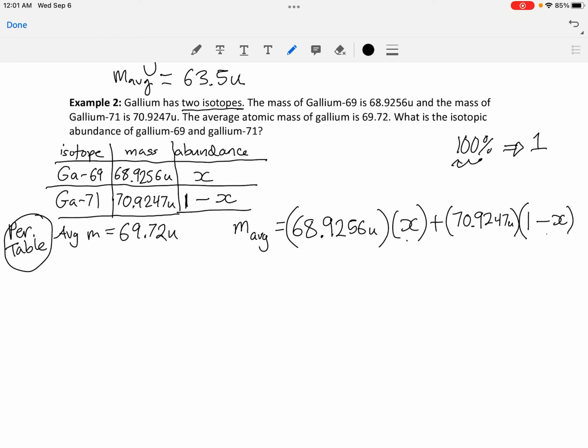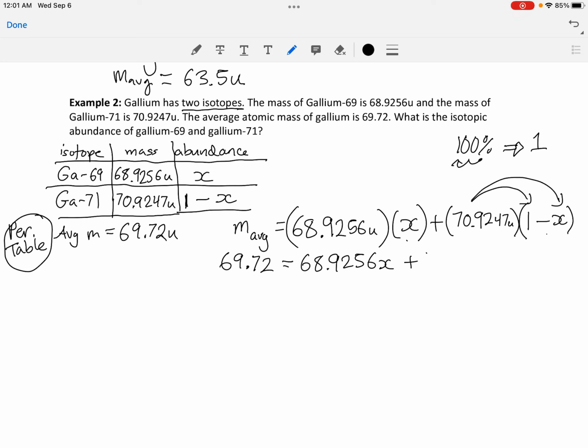Now all I've got to do is solve for X. Oh, but I've got it in 2 places, so I'm going to have to do some collecting like terms. Put on your algebra hats, and let's go for it. Replace the average mass here with what we know it is, which is 69.72. And let's simplify this out a little bit. So I'll just write this without the brackets because I don't need them. Here I'm going to use distributive property. So let's distribute this guy in here.